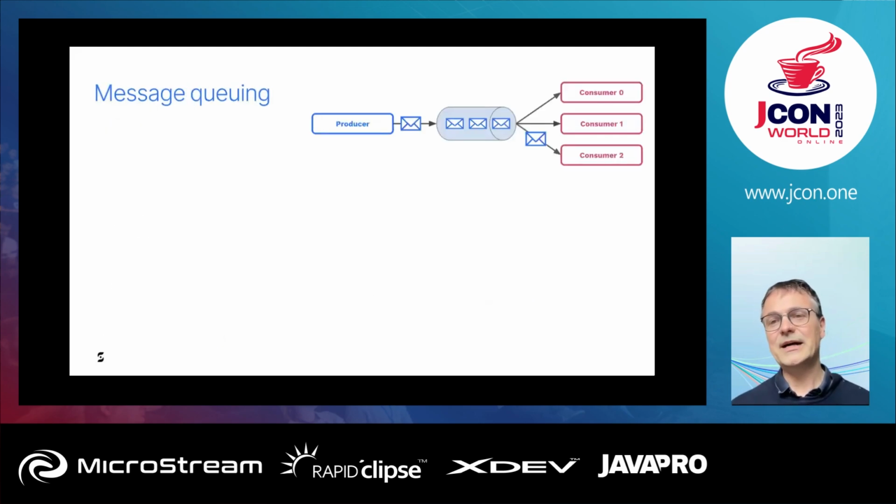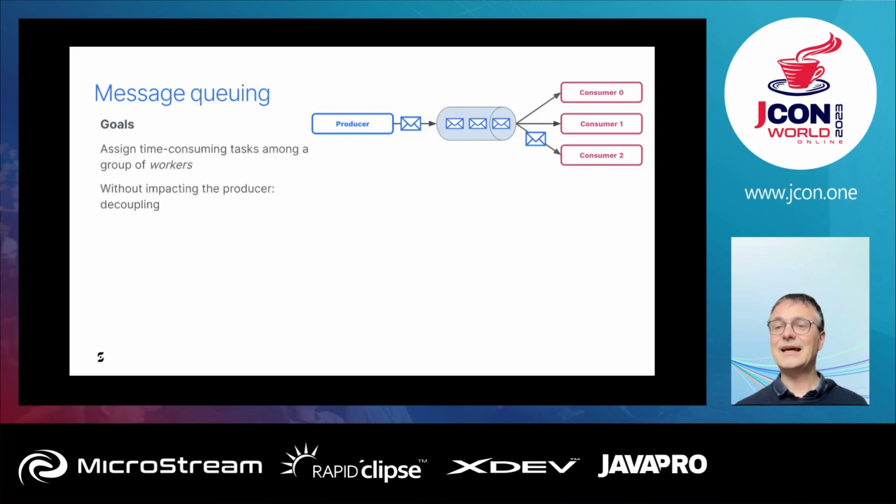Now, let's talk about messaging, because I just said that Pulsar is both a messaging and data streaming platform, and these are two different things. Sometimes we need to assign time-consuming tasks to a group of workers. So one producer service needs tasks to be performed by a consumer service that is a worker. This task can take some time to process, or the consumer service can be unavailable for a couple of minutes, right? And we don't want these events to impact the producer service. This is why we need decoupling.